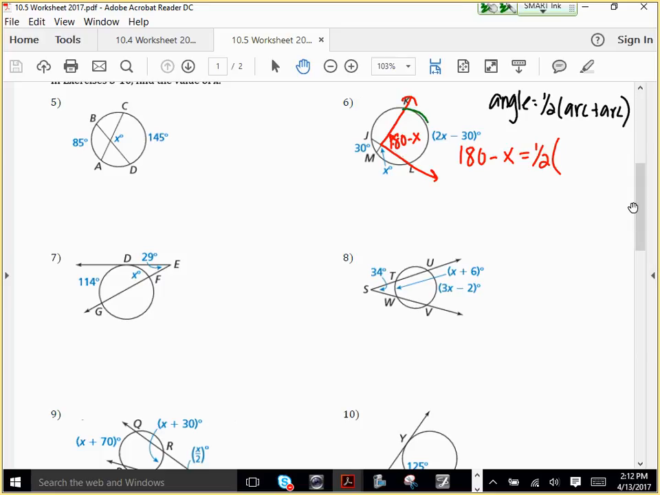And then the arc that it opens up to is 2x minus 30, and we're going to add it to its vertical arc, or the arc behind it, 30. Now I'm going to help you clean that algebra up a little bit. Parentheses first. I hope I'm not going too fast. Sorry. What's negative 30 plus 30? Nothing, 0. So those go away, and you're just left with 2x.